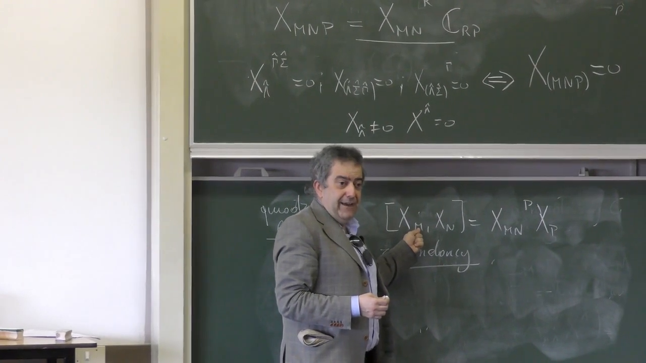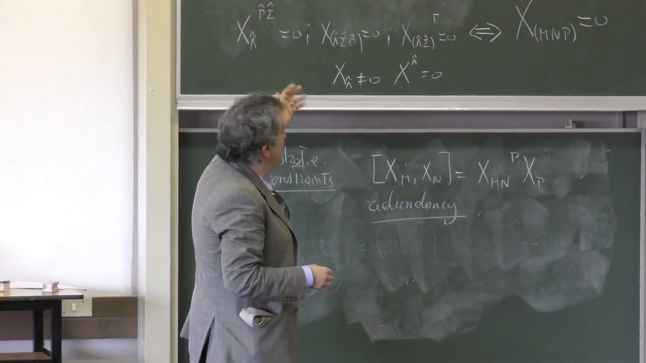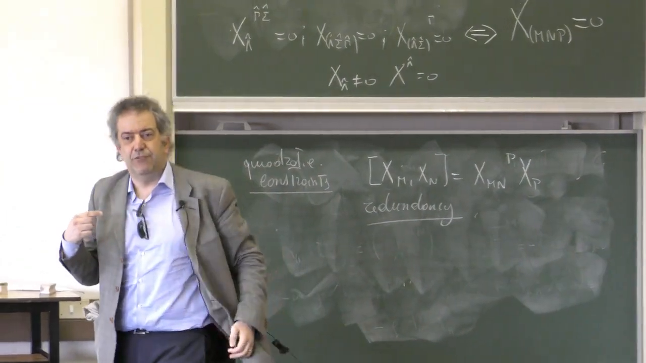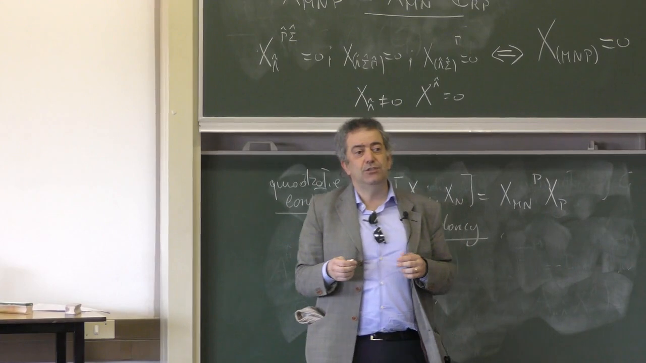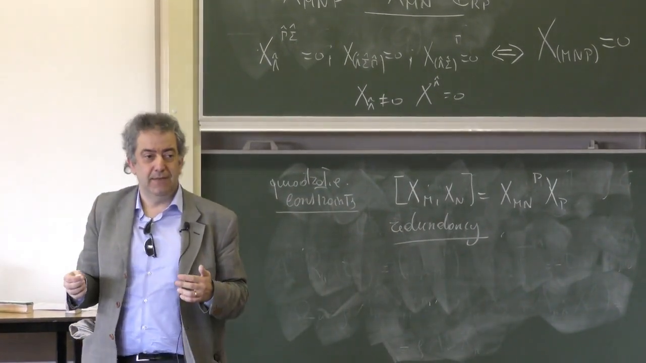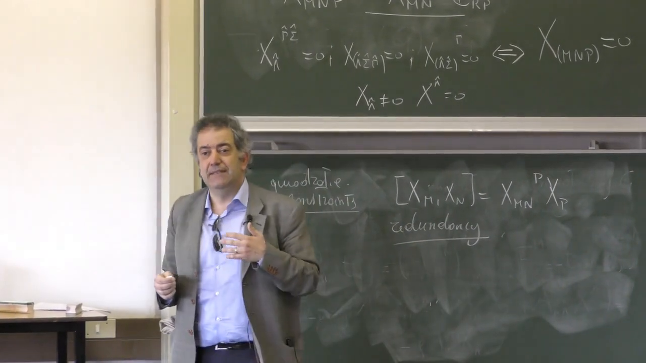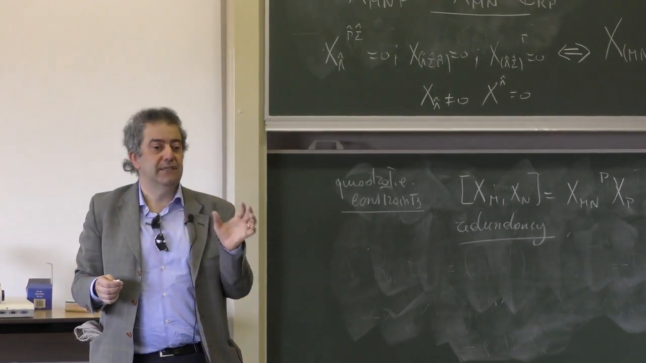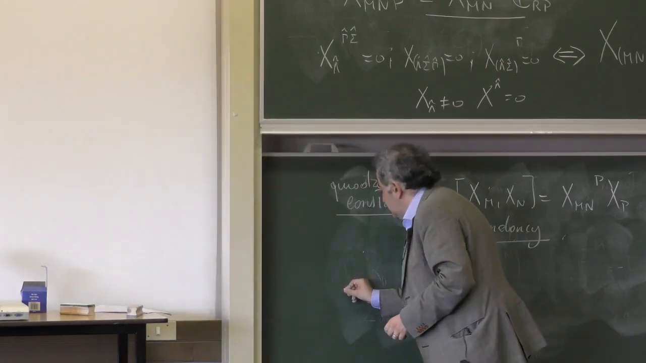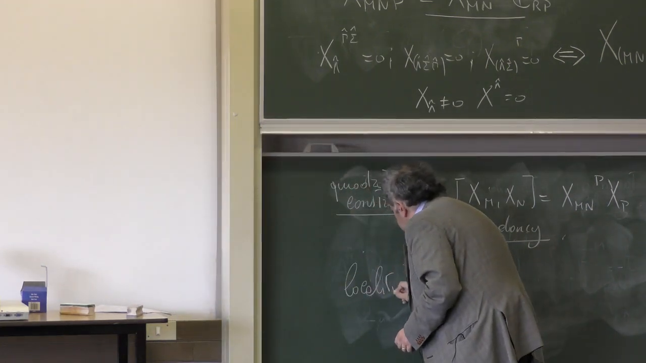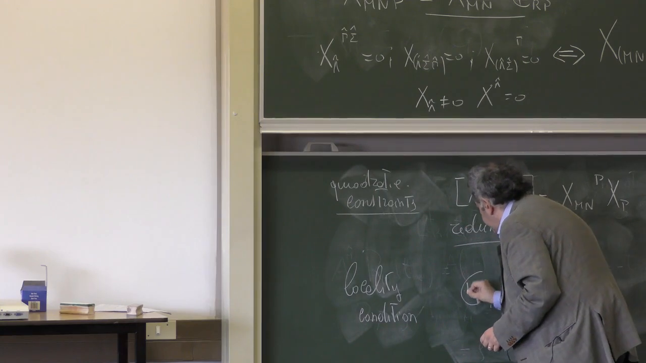However, this is not enough. Because remember, we have defined these generators X_M through a symplectic rotation from an electric frame. Now we want also to encode this condition in a condition on theta. We want to write a condition on theta that guarantees that whatever theta I take, there exists a matrix E which allows us to rotate to a symplectic frame, so to an electric frame. Okay? So this is called the locality condition. And it can be recast in this form.